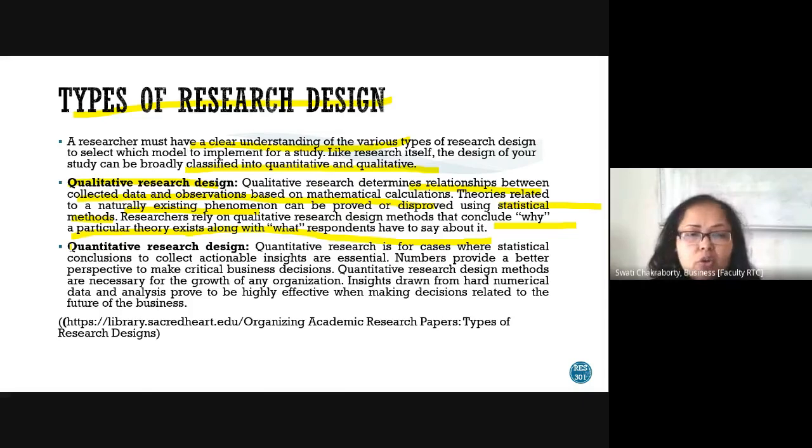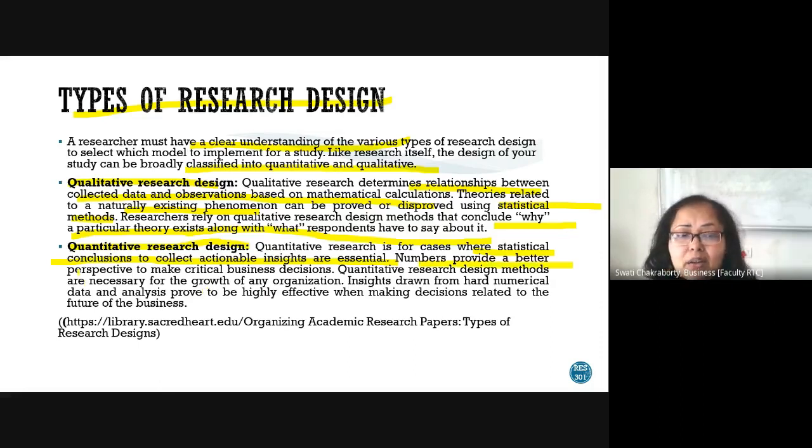Why is important. Whereas on the other hand, when we talk of quantitative research design, it is used for cases where statistical conclusions are done to collect some actionable insights. Okay, so that's where we use it. That's for cases where statistical conclusions are important to collect actionable insights. So numbers here is important.